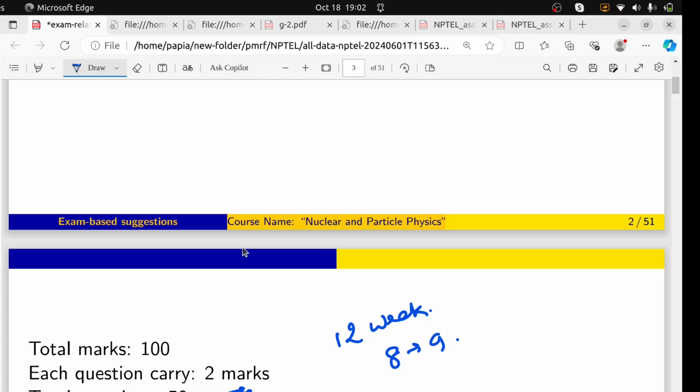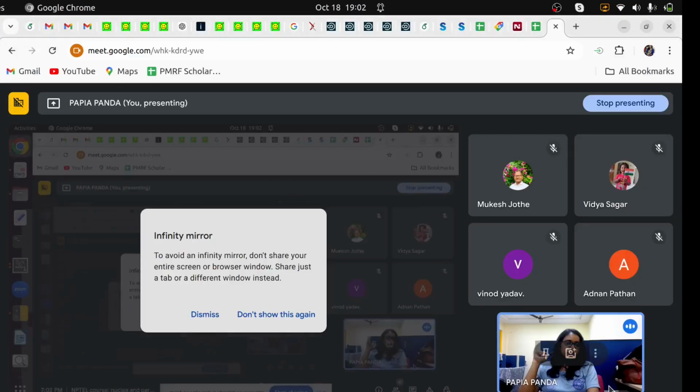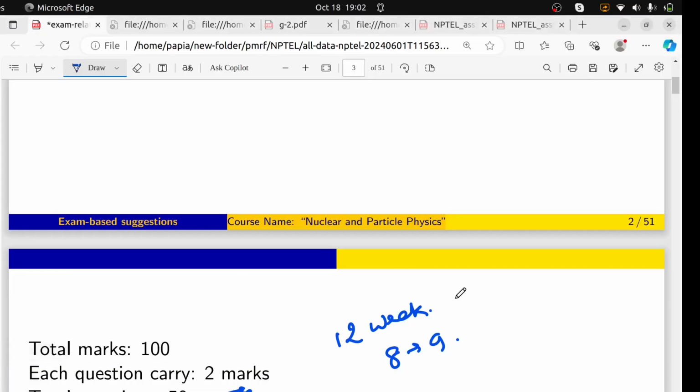Then we can go to the next person who is going to say something. No, I think, if you want something, you can tell me. Who was talking, I could not see. Vinod, Adnan, Vidya, Mukesh. Who told about the notes? Can you unmute yourself once again?